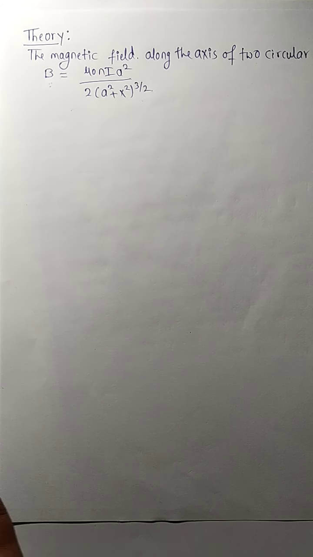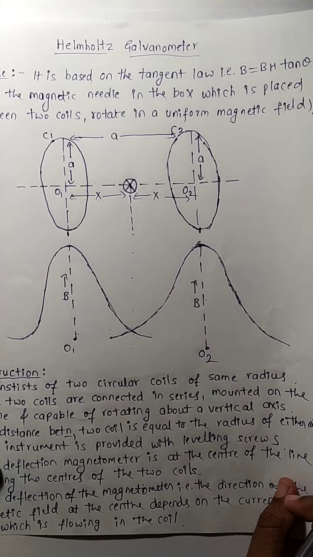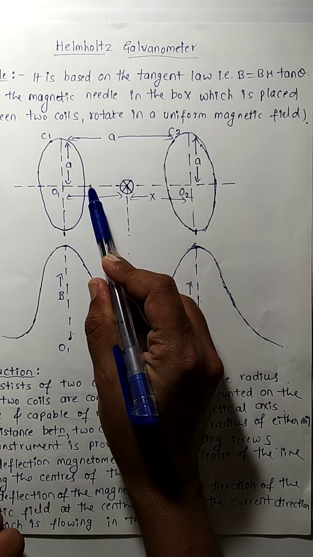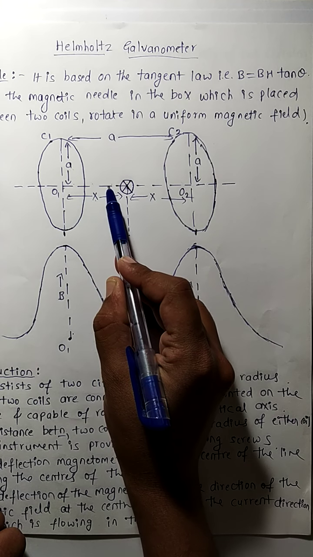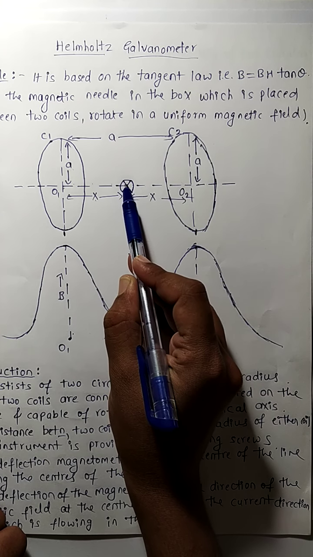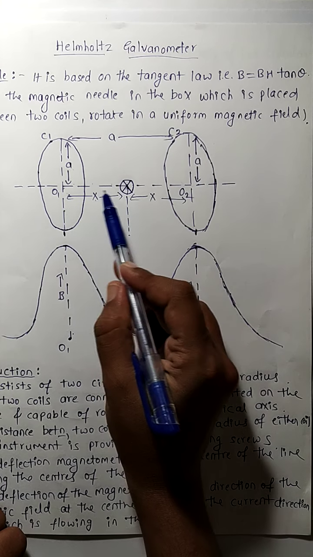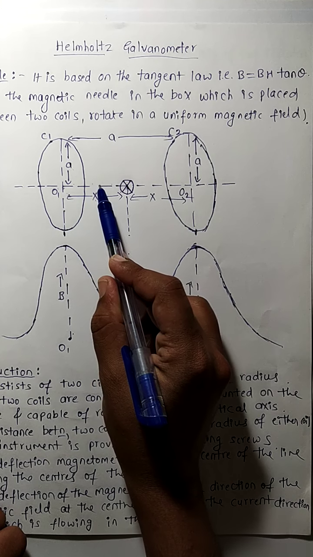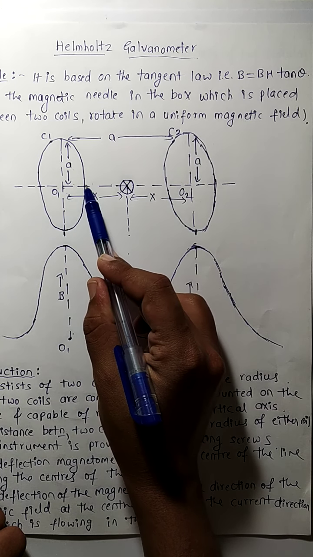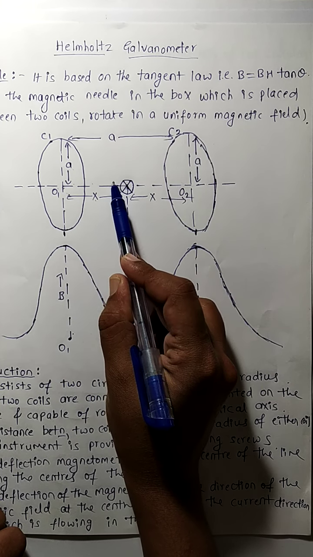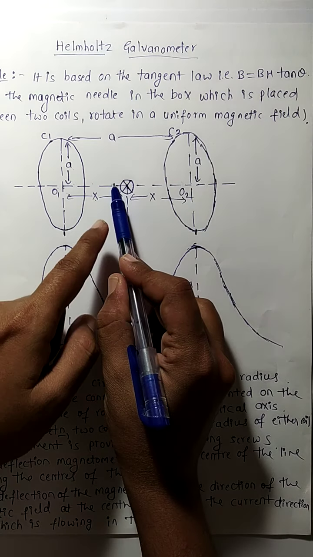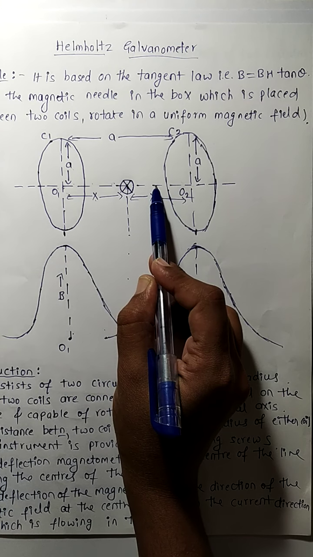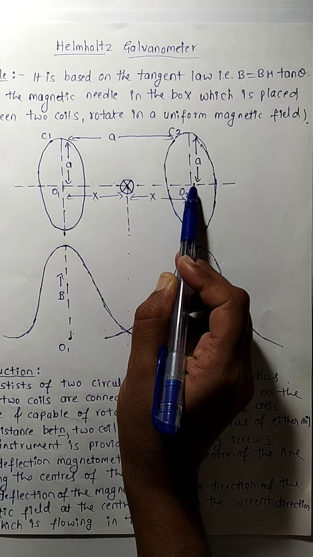Also, we saw in the last class that when we move away from the first circular coil, of course the magnetic field goes on decreasing, isn't it? Because it is inversely proportional to the distance. So as we move away from the circular coil, the magnetic field decreases due to this C1 coil. But at the same time, this point is nearer to the second coil, that is C2, so the magnetic field goes on increasing.